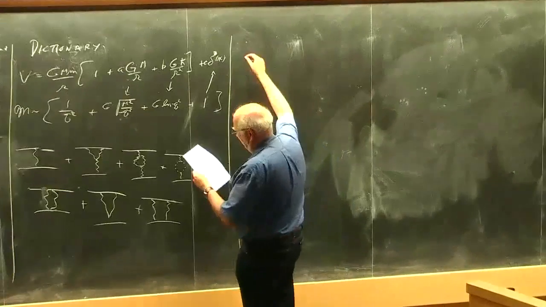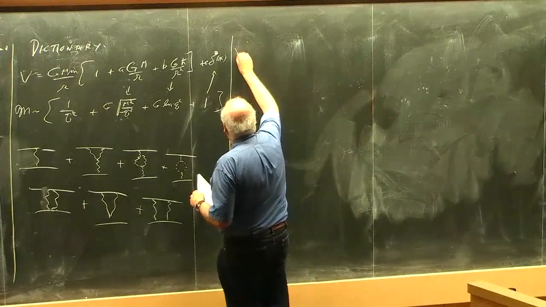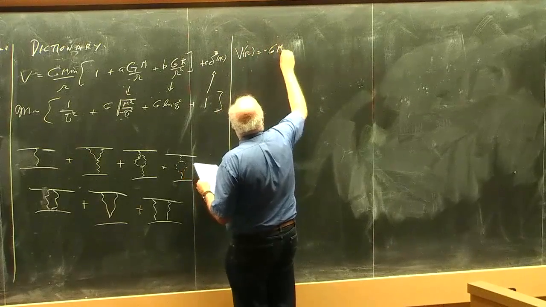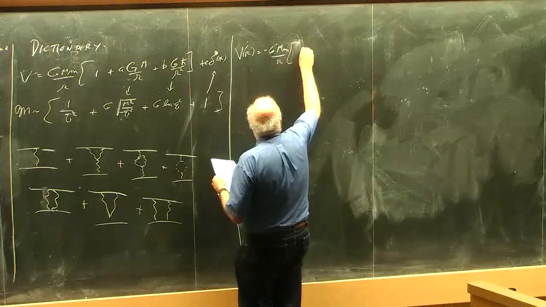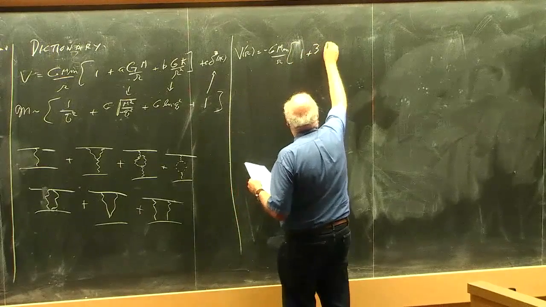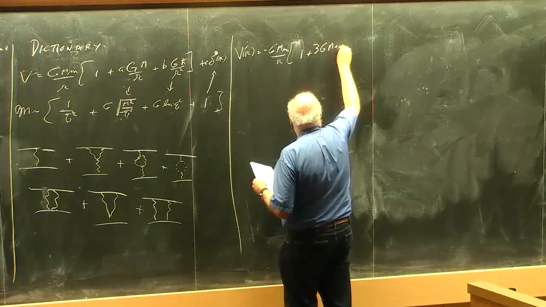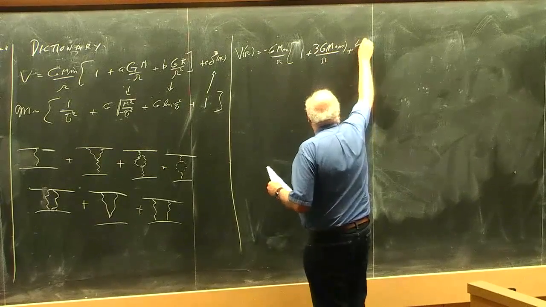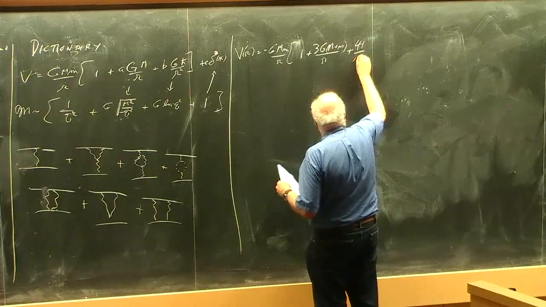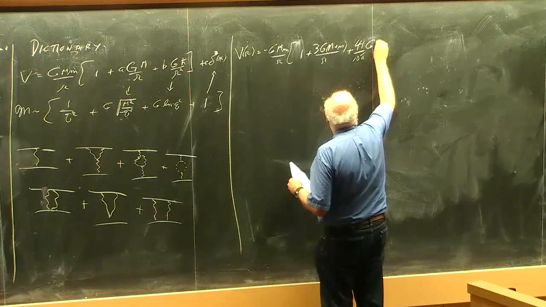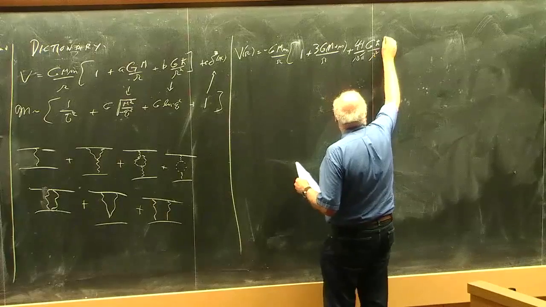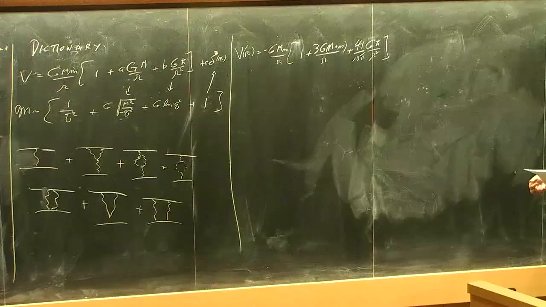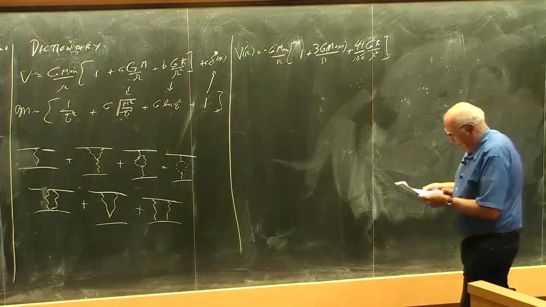So you look at that for a few minutes, and then you write down the answer, which is V of R is minus G M M over R, 1 plus 3 G (M plus M) over R, plus 41 over 10 pi G h-bar over R squared. Okay, so there's the quantum correction that you get out of that.